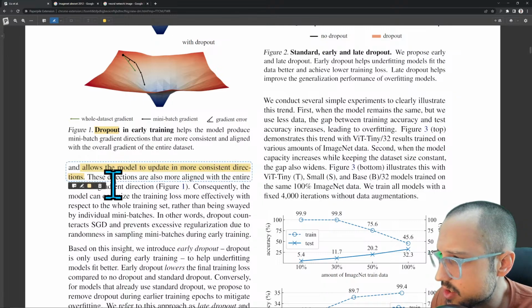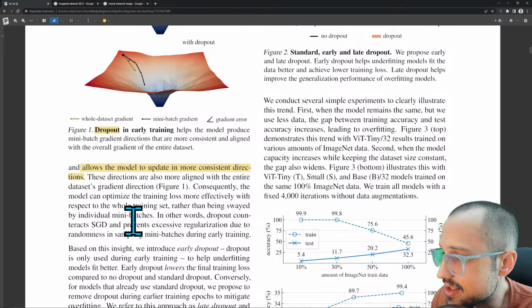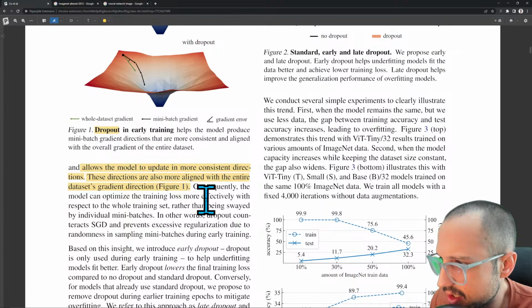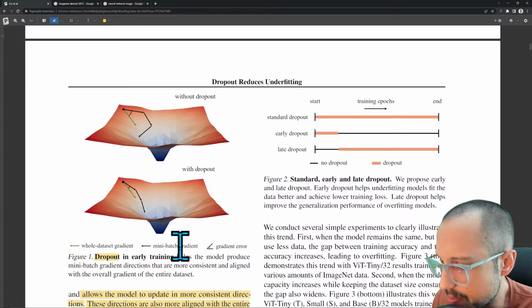Okay. These directions are also more aligned with the entire dataset's gradient direction. That's figure 1 here. Consequently, the model can optimize the training loss more effectively with respect to the whole training set rather than being swayed by individual mini batches. In other words, dropout counteracts SGD and prevents excessive regularization due to randomness and sampling mini batches early during training. Okay, so what do they mean by that?